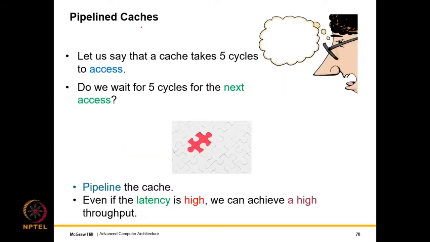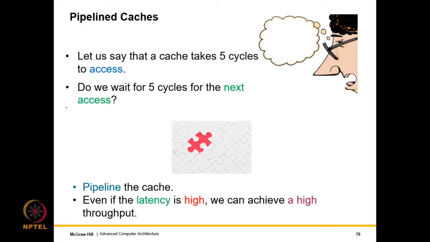So let's start with asking a question. Let us say that a cache access takes 5 cycles, which can be the case, particularly if we have a large L1 cache and we have a reasonably aggressive clock cycle time. So it is very much possible that we can have a cache that takes 3, 4, 5 cycles to access, and definitely a larger cache such as the L2 cache can take even more time.